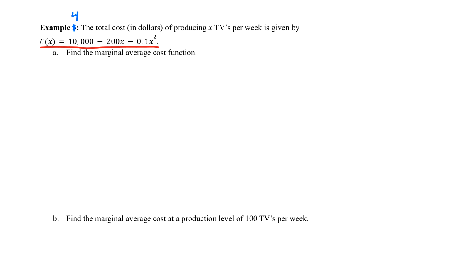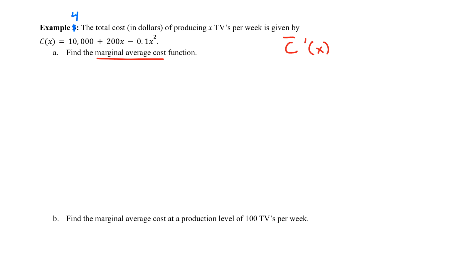Now, in part A, I want to find the marginal average cost function. So marginal tells us to take the derivative. I want to take the derivative of the average cost function. So I'm really looking for C bar prime of X. How we go about finding this is really important. There are going to be 2 steps here, because all I have is the total cost function.